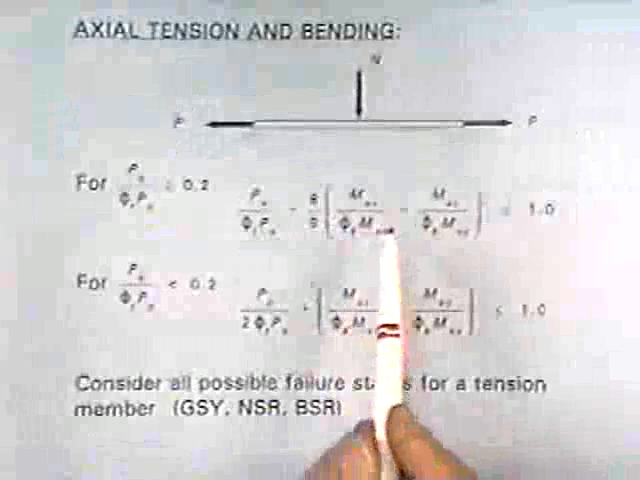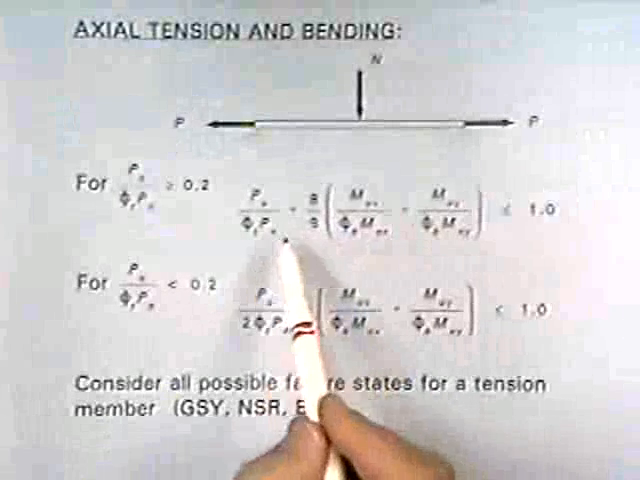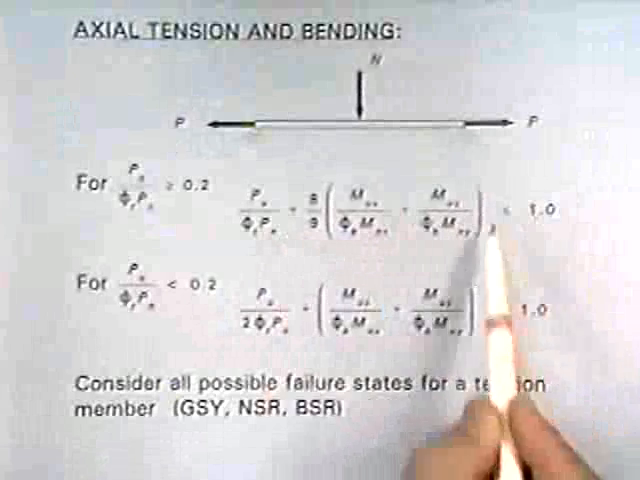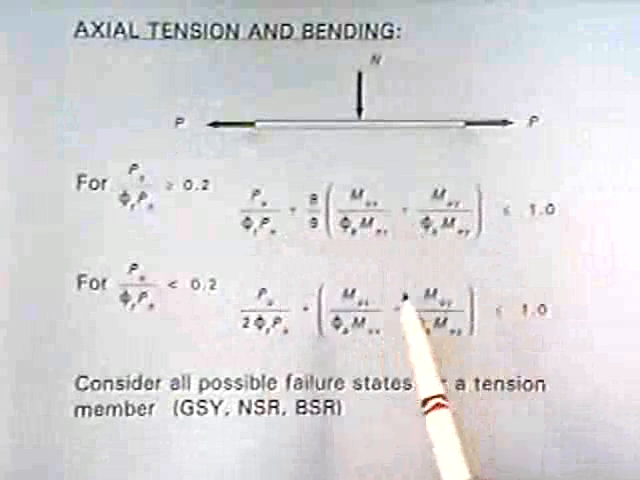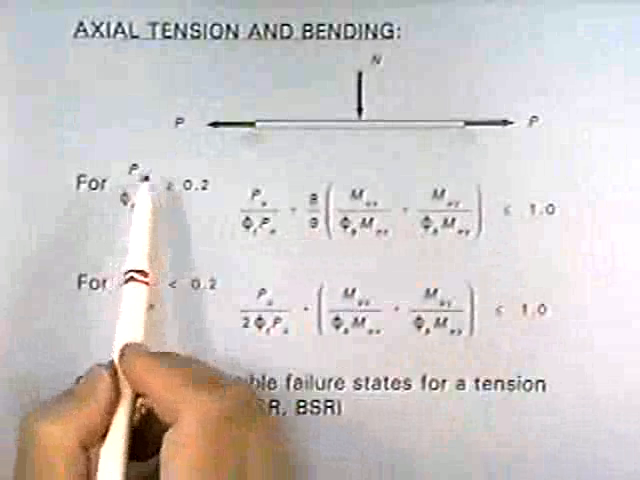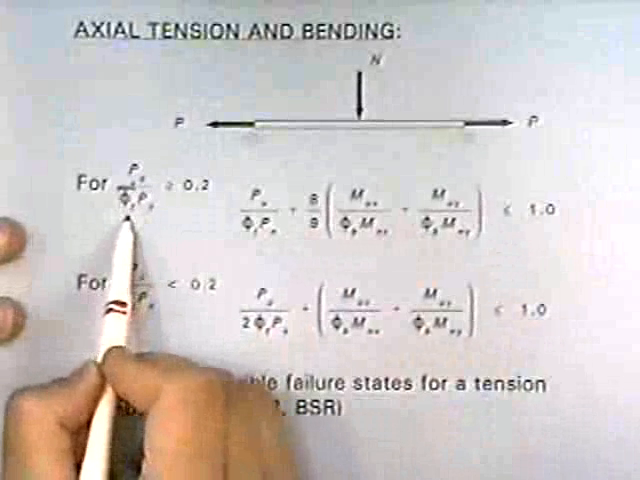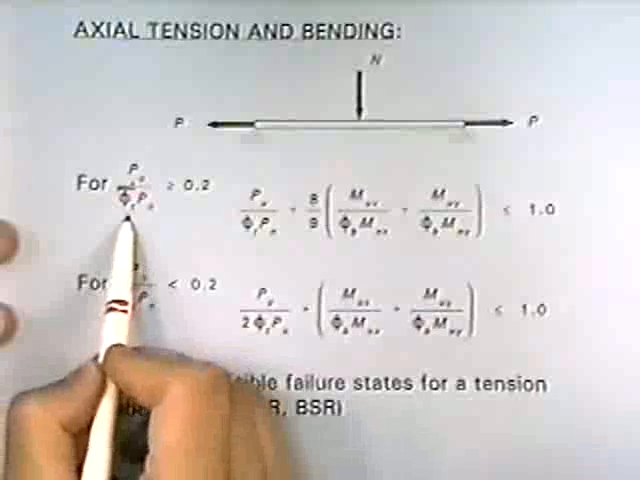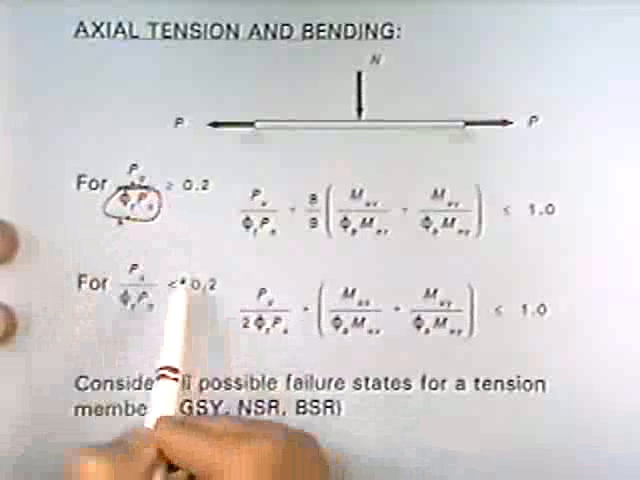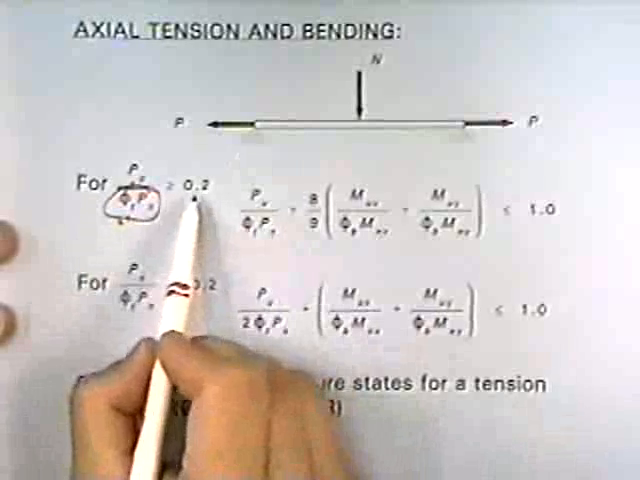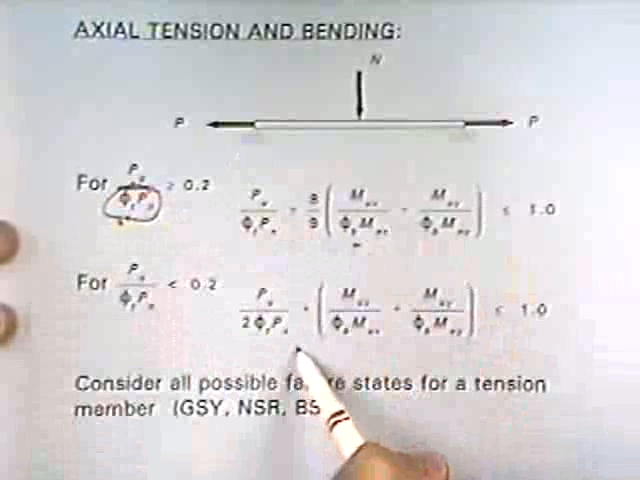Okay, axial tension and bending. Now what we have to do is design the member not only for bending but as a tension member. So we calculate capacities as a tension member. We end up with 2 interaction equations, and which one we use is determined by the ratio of the axial tensile load to the axial tensile strength. And again, that's a tension member. If it's greater than or equal to 0.2, we use this one. Less than, it's this one.